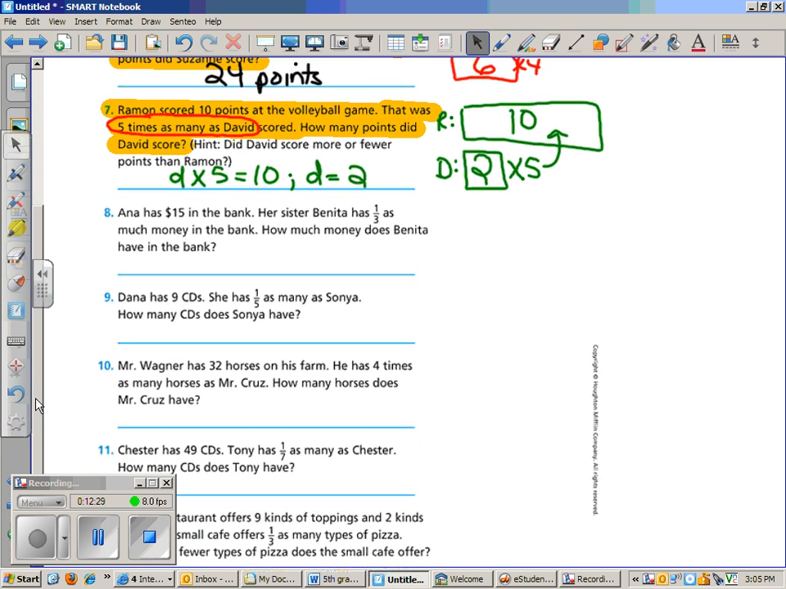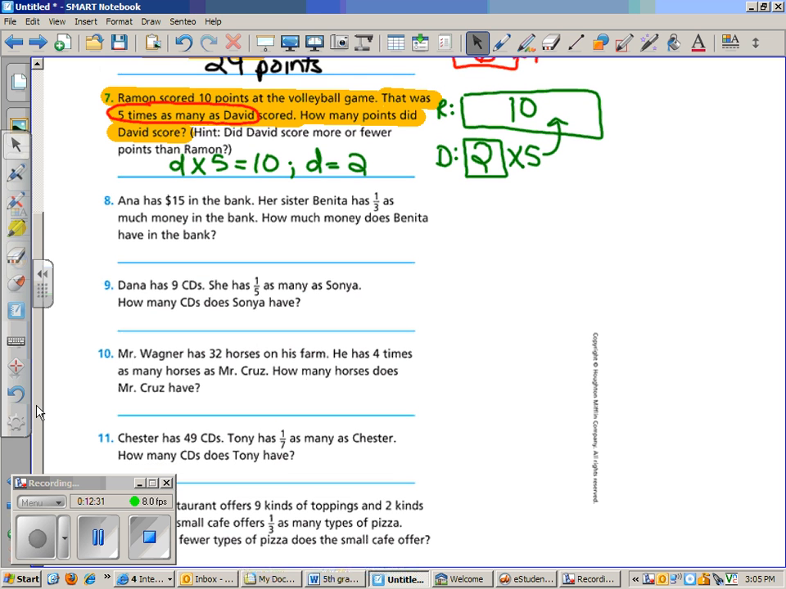Let's move down to one where we're talking about a fraction of. Okay, so Dana has 9 CDs. She has 1/5 as many as Sonia. How many CDs does Sonia have? All right. So if Dana has 9, 1/5 of those as many is, sorry, I'm losing my train of thought. 1/5 as many as Sonia.